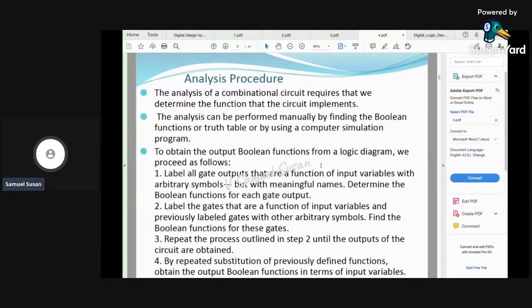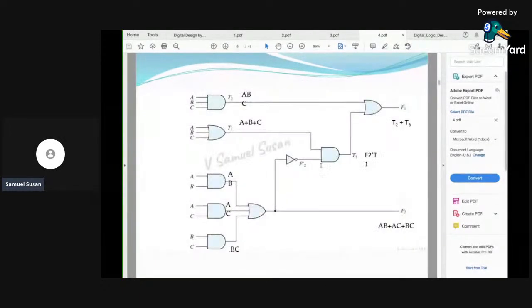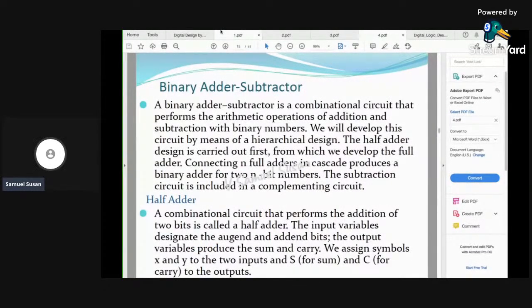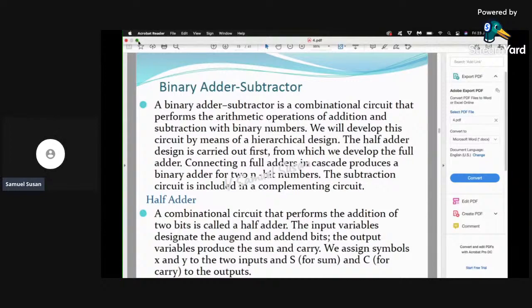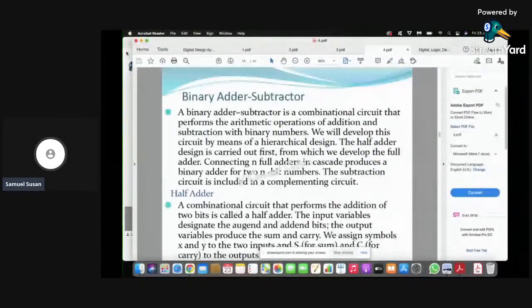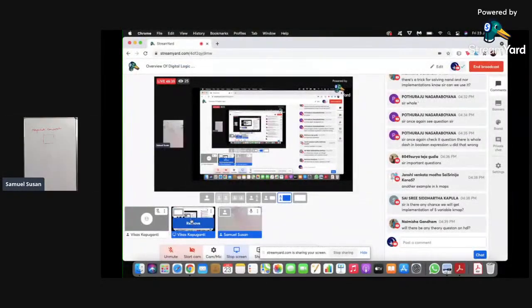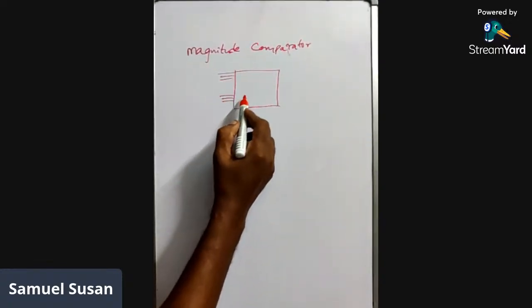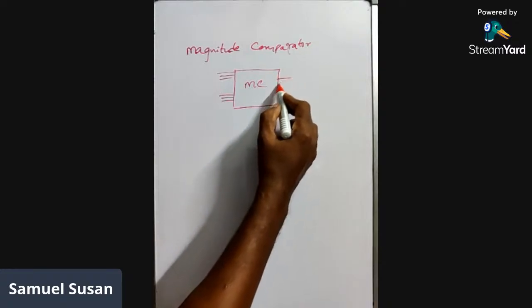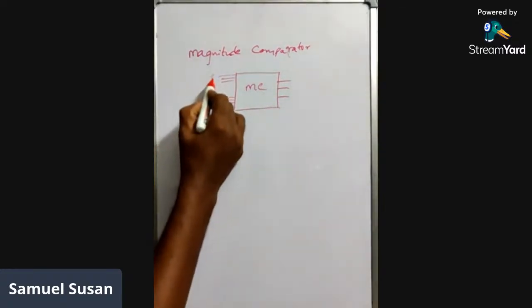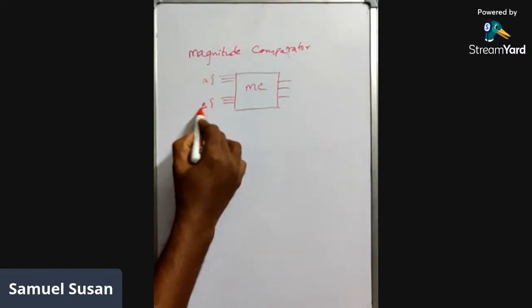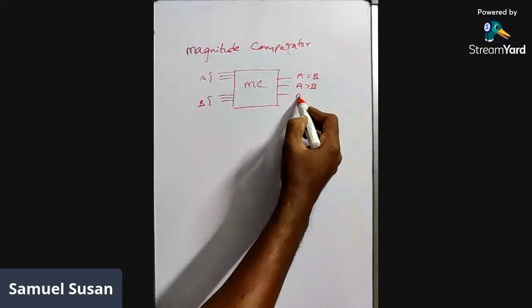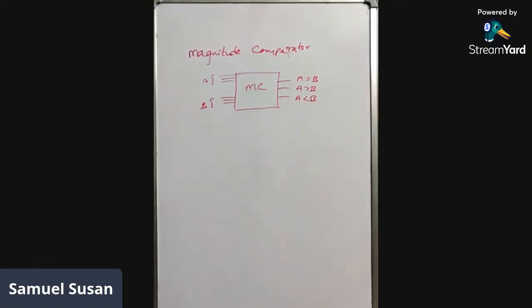What does the magnitude comparator do is, you can switch onto the board again. I think you can see the board. So generally in magnitude comparator, this is a combinational circuit which will take two binary numbers, simply writing it as MC, and there are possibly three outputs. Now assume that this is A and this is B. So the three outputs are A is equal to B, A greater than B, or A less than B. Right, these are the possible three outputs there.